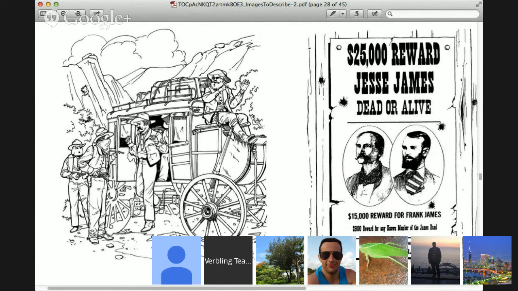Does anyone have any questions about the vocabulary? Or anything to add? What do you call the thing that the man wears for covering his face? A mask. Oh, this man has a mask. This man has a bandana. A bandana. So you could say he's wearing a bandana to cover his face.